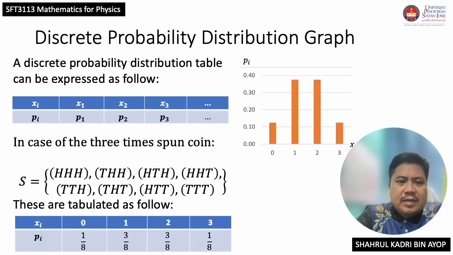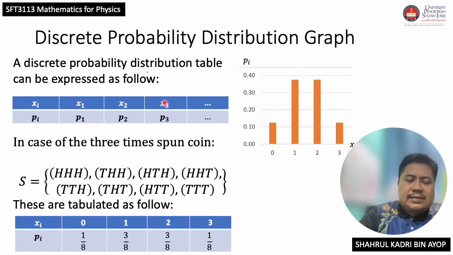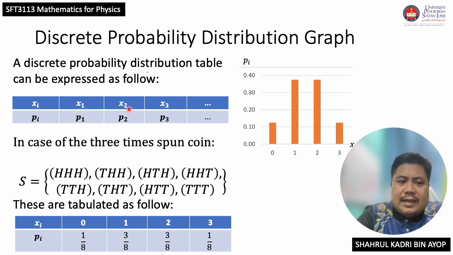Let's see the discrete probability distribution graph. A discrete probability distribution table can be expressed as follows. We have the random variable, and this is the probability for that to occur. We can have the first outcome, second outcome, third outcome, and so on. The probability for the first outcome to happen is P1, and the probability of the second outcome occurring is P2, and so on.